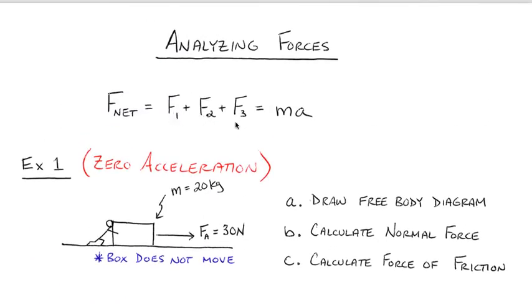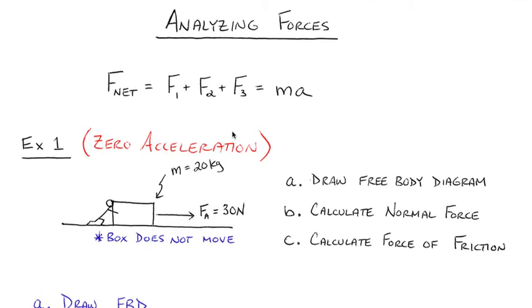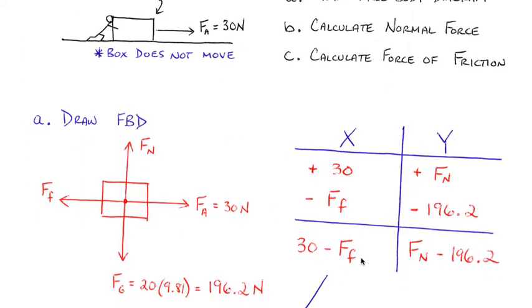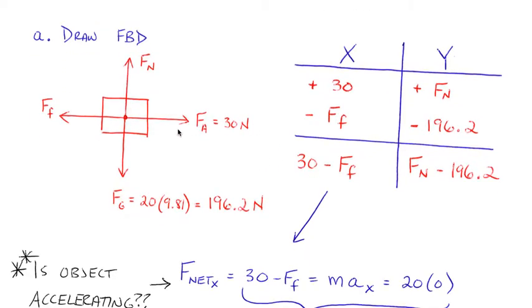F1 plus F2 plus F3, etc. in the x, and F1 plus F2 plus F3, etc. in the y. So that's all these equations are. You didn't have to necessarily draw a table. You could have also said, well, 30 newtons to the right, force of friction to the left, and you could have just derived 30 minus force of friction by yourself. Same for the y force.